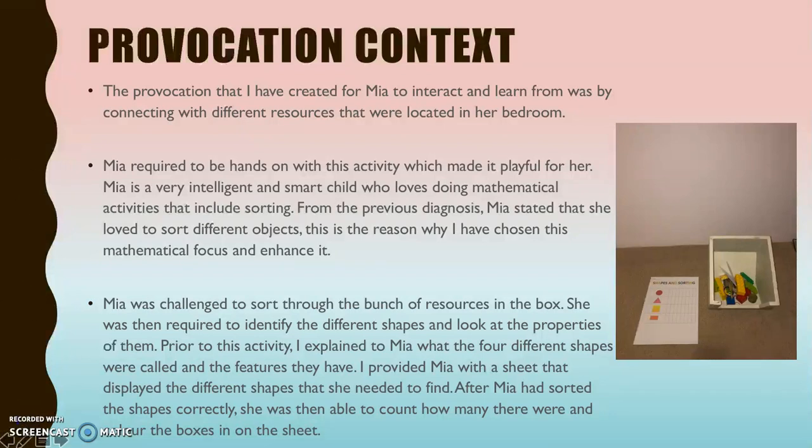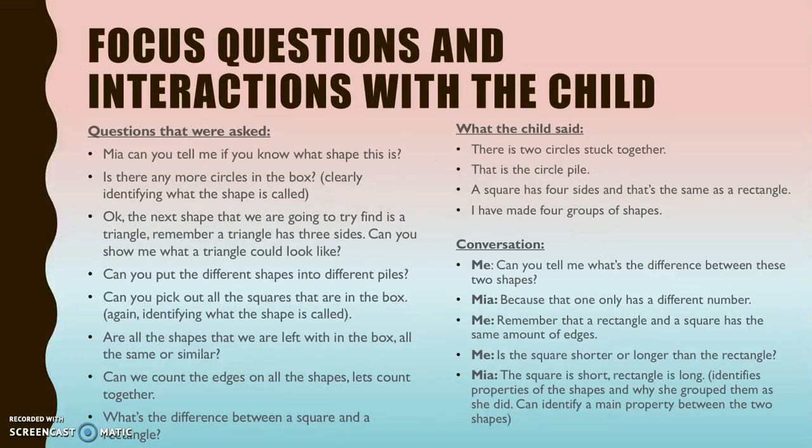I've created a worksheet here. After she had sorted her piles, she needed to count how many were in her pile out loud for me, and then colour in on the graph, the little activity sheet that I made up, how many were in each pile. For the focus questions and interactions with the child, I've put here questions that were asked, what the child had said, and conversation that I thought was significant and important. I won't go all through it because you can just read it off the screen, but just a couple of questions that I'd asked Mia.